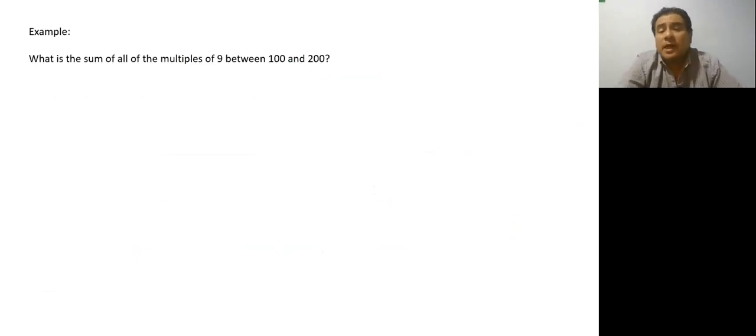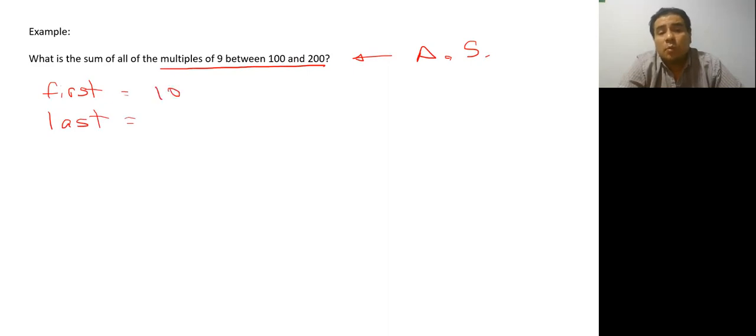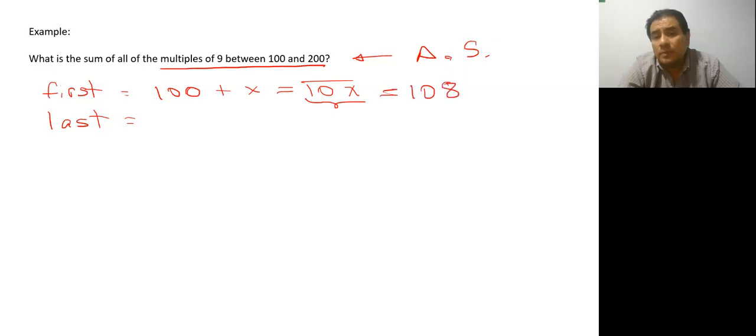What's the sum of all the multiples of 9 between 100 and 200? Well, first things first, multiples of 9 between that range of integers means actually an arithmetic sequence. If it is an arithmetic sequence, we can find the sum very quickly by estimating the first and the last terms. So here would be 100 plus something, so that we have a multiple of 9. What would be that? You need a sum of digits that gives a multiple of 9, and that would be 8. So 1 plus 0 plus 8 is 9. This is the first term.